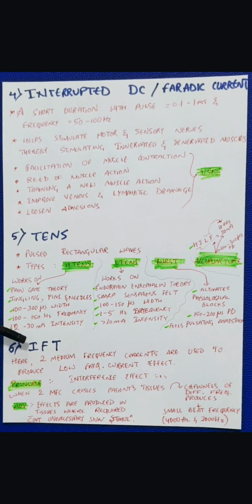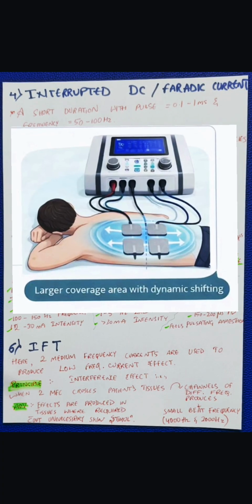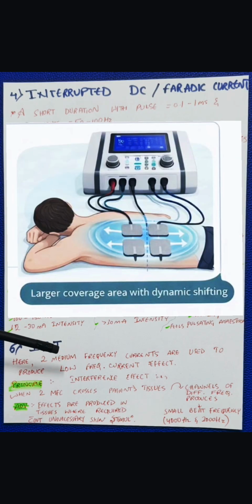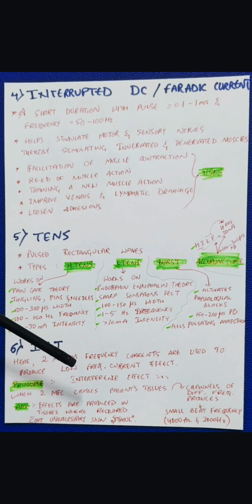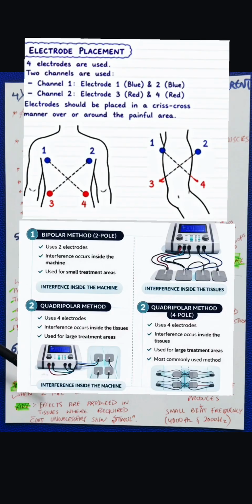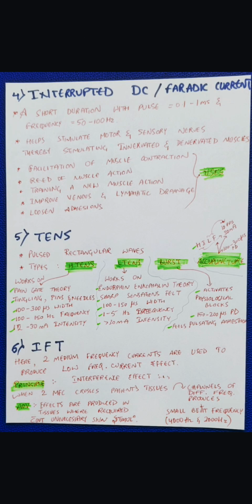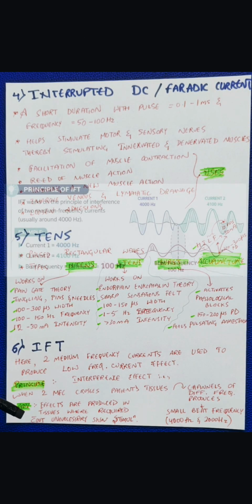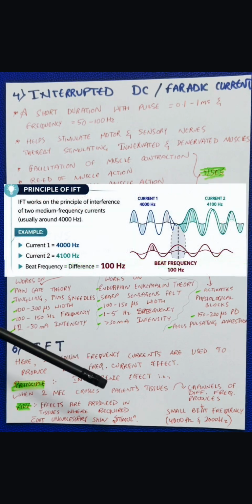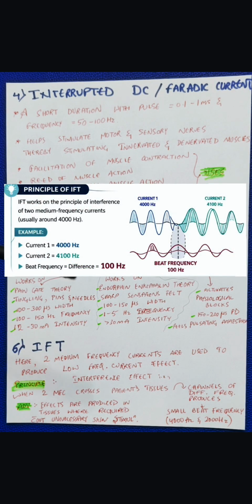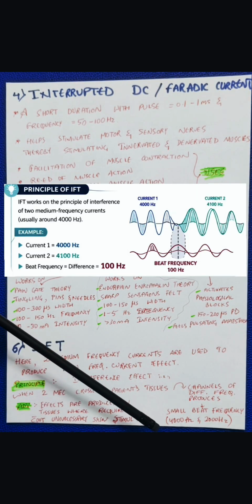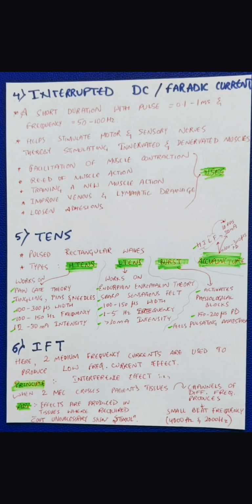We have IFT, interferential currents, that use two medium frequency currents to produce a low frequency current effect. The principle is simple, that is the interference effect. When two medium frequency currents cross the patient's tissue, there are channels of different frequency that produce a small beat frequency. Usually about 4000 Hz and 2000 Hz are seen. So without unnecessary skin stimulation, IFT helps to produce the effects only under the tissues where required.